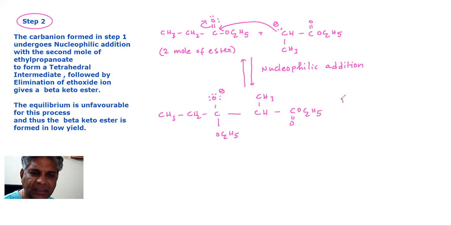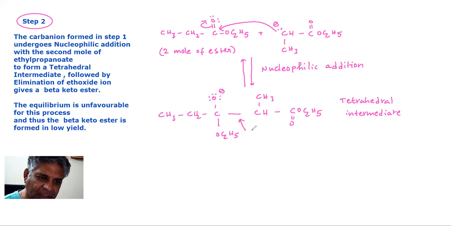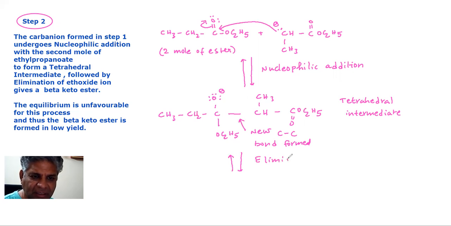I already told you that this is what we call a tetrahedral intermediate. And this is the new carbon-carbon bond formed. Now this undergoes an elimination reaction. Elimination, or removal, of this ethoxide ion.